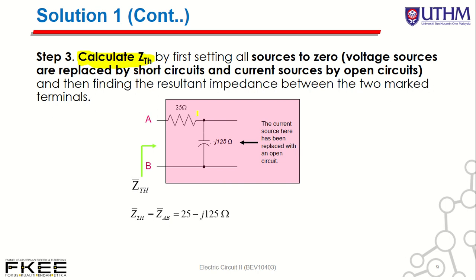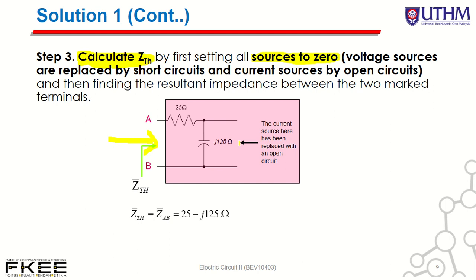What is the definition of ZTH? ZTH basically is the impedance seen from points A and B. This one we call Z Thevenin. Because in this circuit we have a source, what happened to the source? You need to set all the sources to zero.